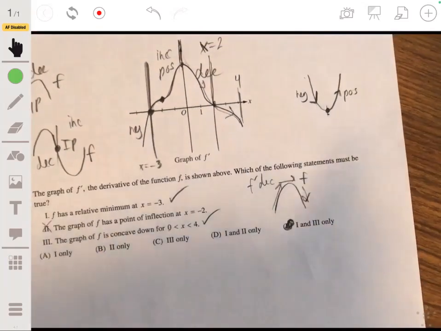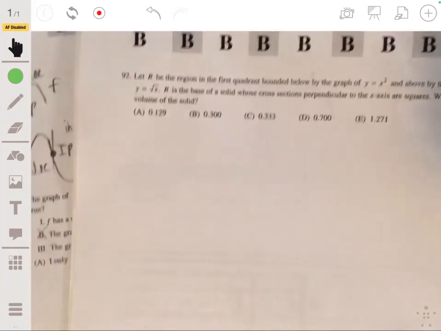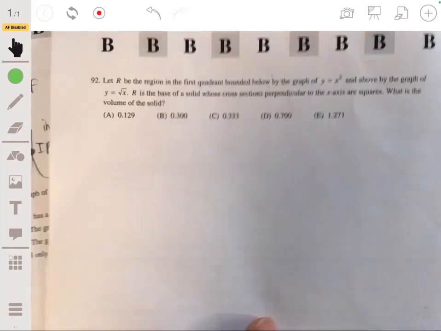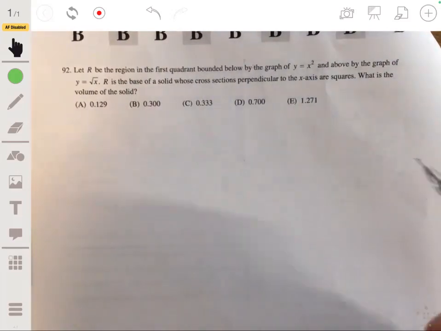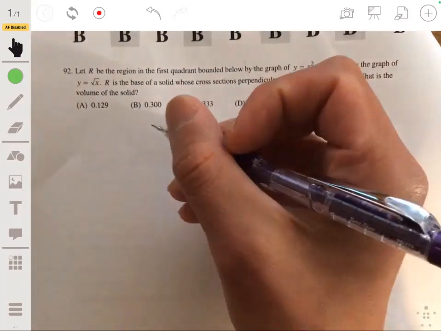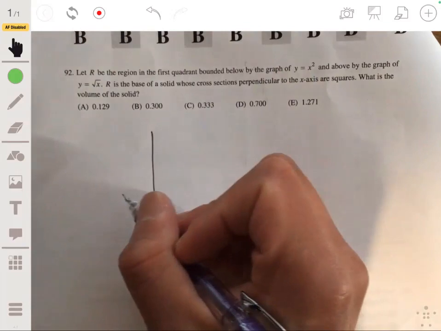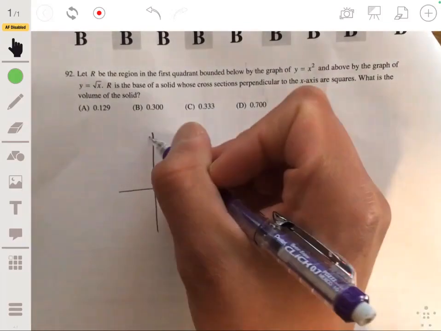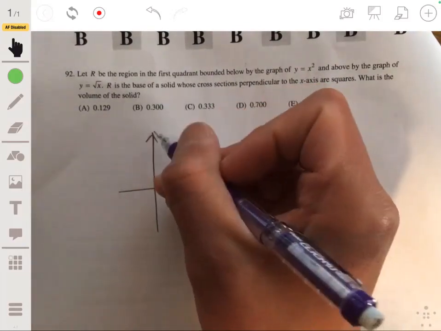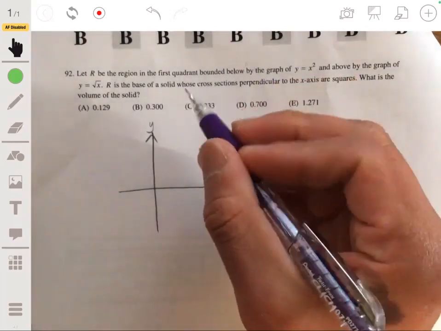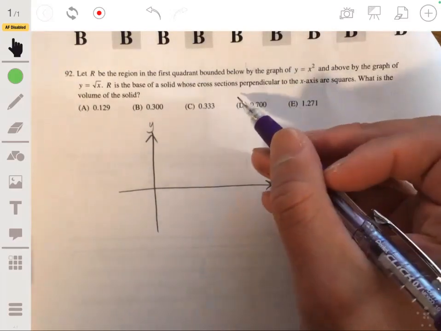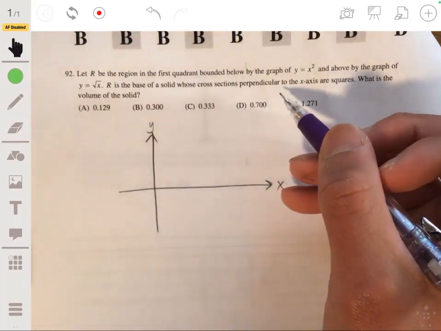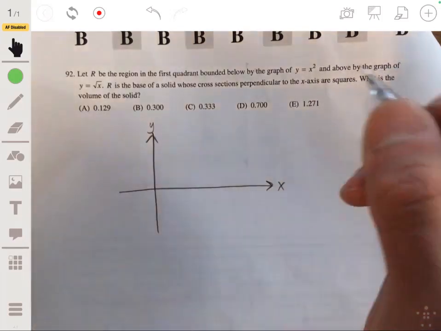All right, last one for this multiple choice section. 92. Let R be the region in the first quadrant, bounded below by the graph of y equals x squared, and above by the graph of y equals the square root of x. So let's draw a sketch of what this could look like. R is the base of the solid, and we want to find the volume of the solid with cross sections perpendicular to the x-axis being squares.